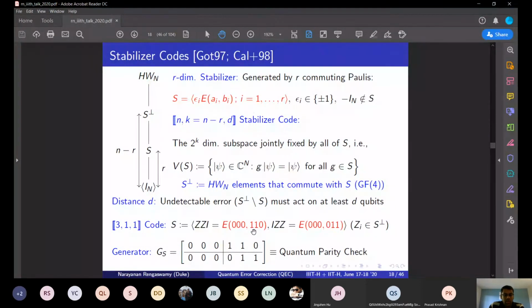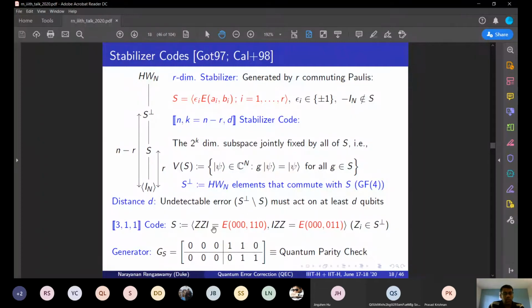So what would be S perp in this case? It would be all Pauli matrices that commute with these. So for example, obviously any single-qubit Z will commute with both of them, right? Because Z and Z commute. So Z on the first qubit, or Z on the second qubit, or Z on the third qubit will commute with this group. And so that belongs to S perp, but it is not in S. So Z on a single qubit is not a stabilizer, but it does commute with the group. So that's what S perp means.